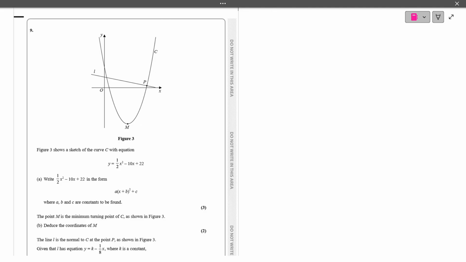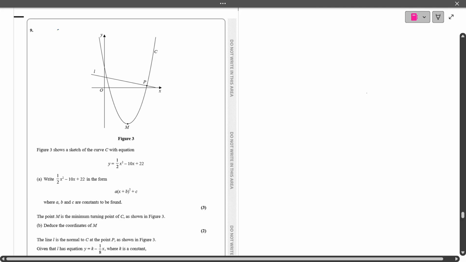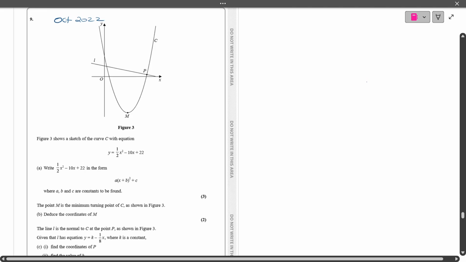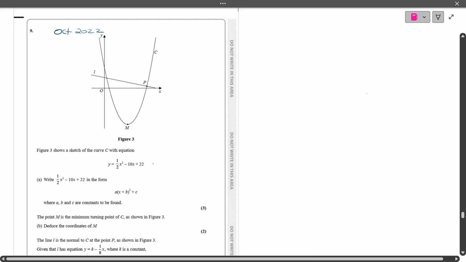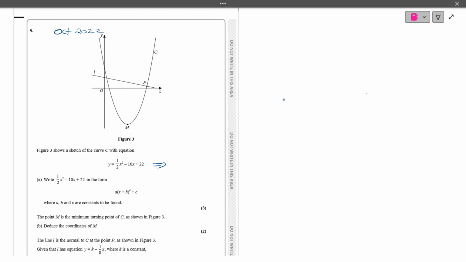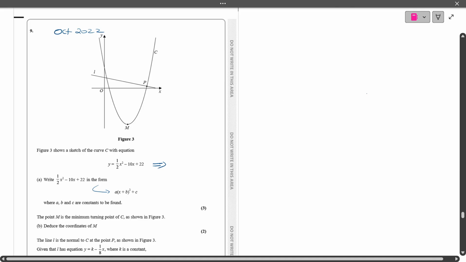Let's grab a pen. This is a question from paper October 2022. Figure 3 shows a sketch of the curve C with the equation y equals 1 over 2 x squared minus 10x plus 22. We have an equation of a curve. Write 1 over 2 x squared minus 10x plus 22 in the form of a completing square.